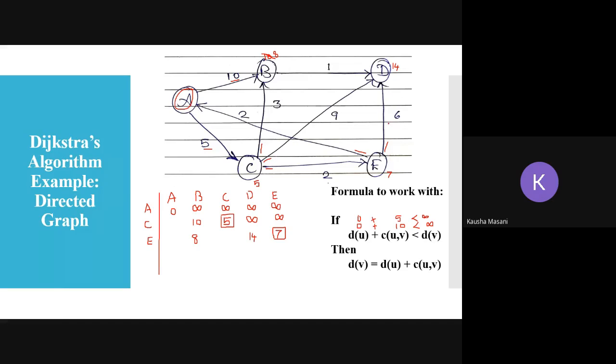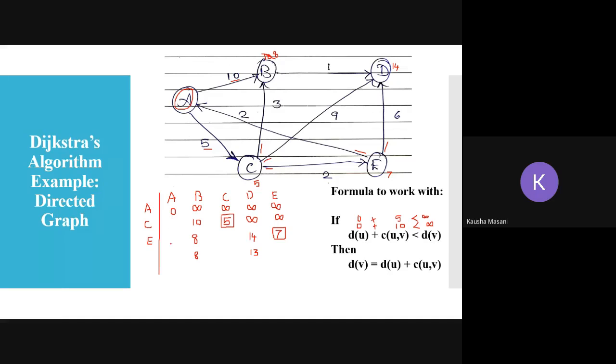The remaining one is D. For that, you are going to consider 7 plus 6. What is the value? 13. So 13 is less than 14? Yes. So you are going to write 13 here. Now this B value you are going to write here as it is.